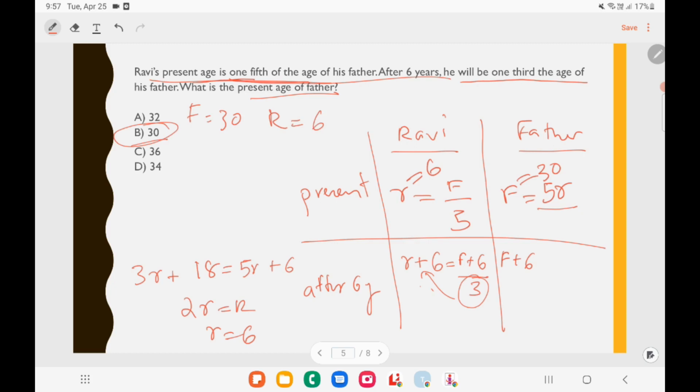1 by 5, that is 30 by 5 is 6. After 6 years, his father's age is 36 and Ravi's age is 12. Because actually it is 1/3. 36 by 3 is equal to 12. So this is the right answer.